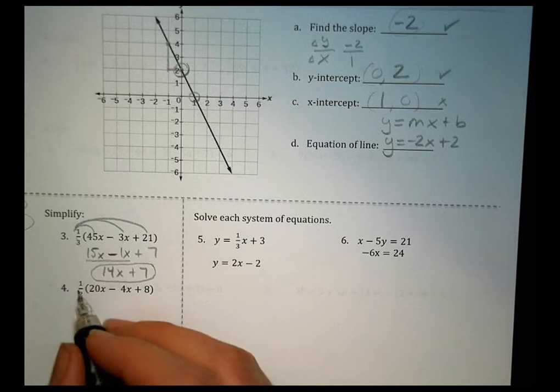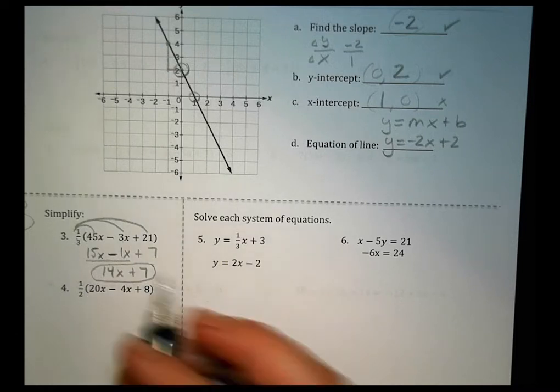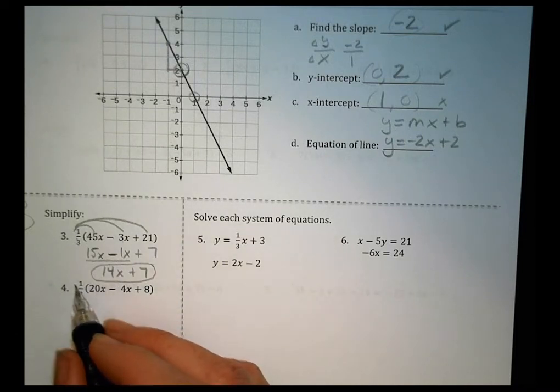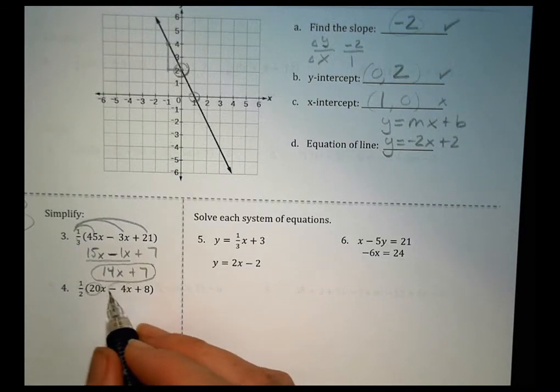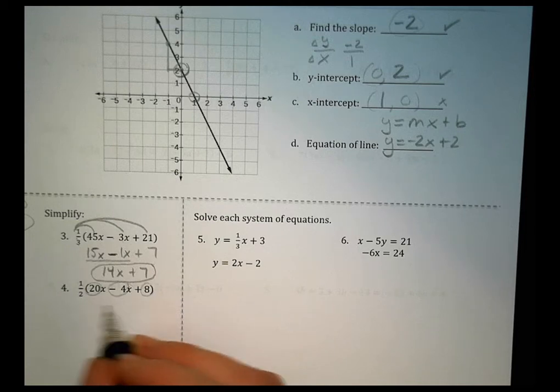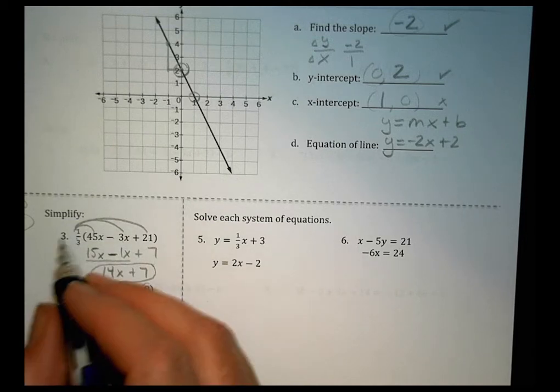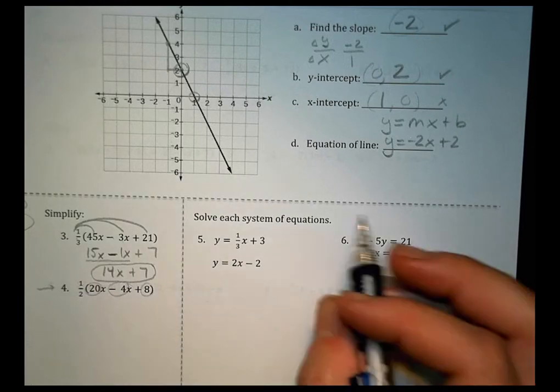Okay? I'll do the same for number 4, or you will at least. Again, you're going to distribute the half, or really divide everything by 2. 20 divided by 2, negative 4 divided by 2, and 8 divided by 2. Figure that out, combine your like terms, and solve. So do that for 4 on your own.